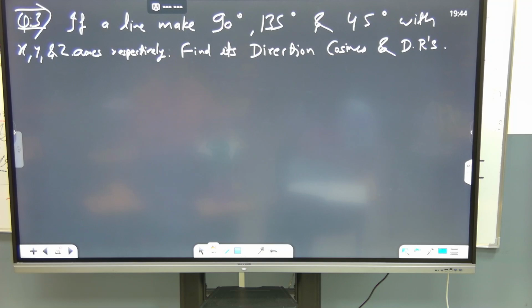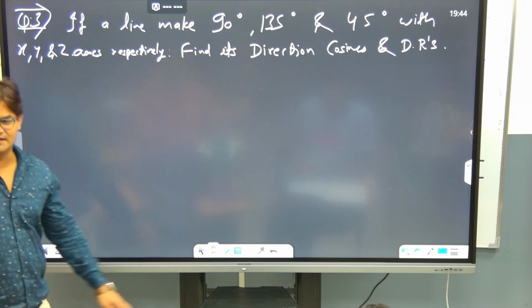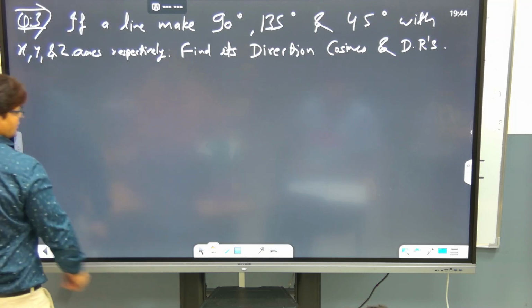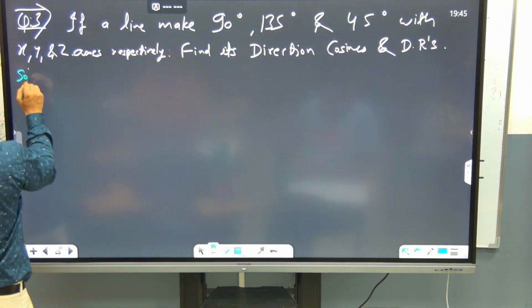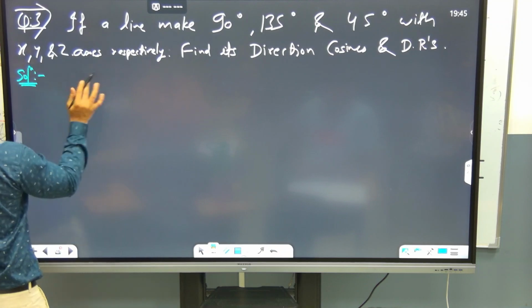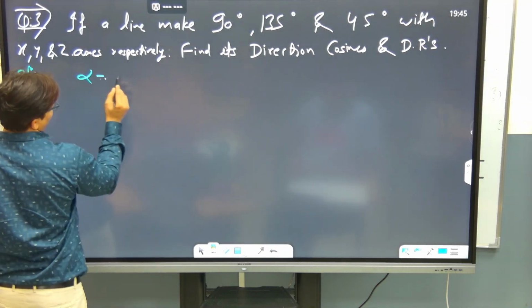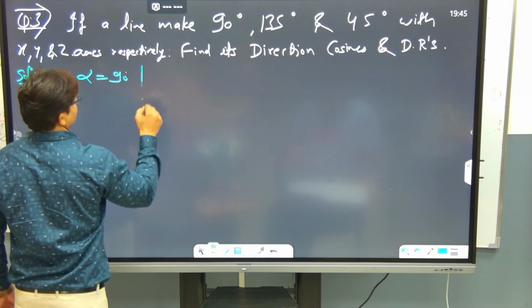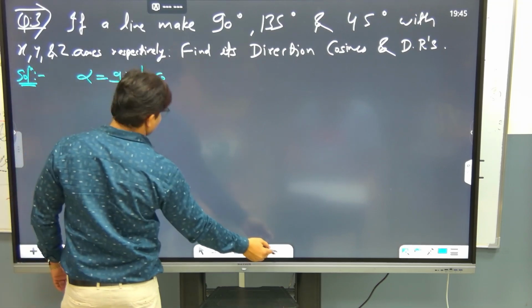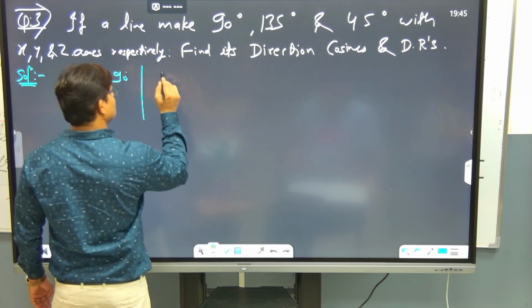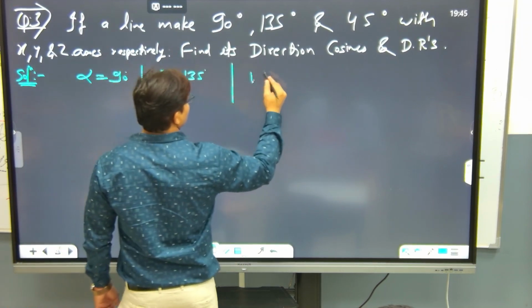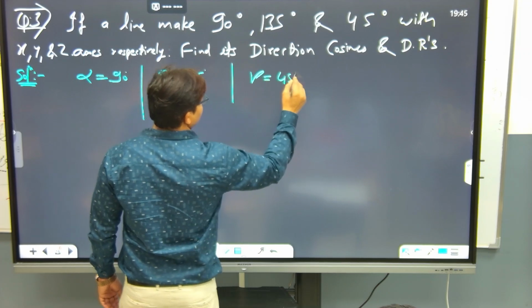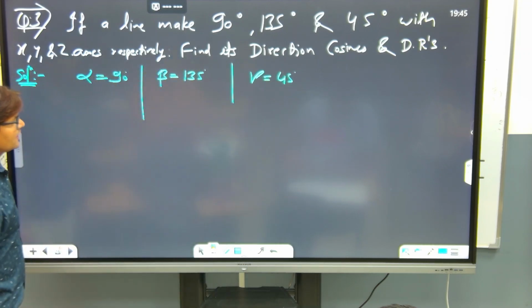So first, that type of case. Now check, here is the solution of this. The problem starts with the direction angles: alpha is 90, beta is 135, and gamma is 45 degrees. These are our direction angles.